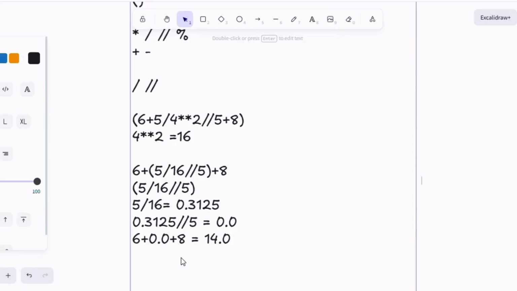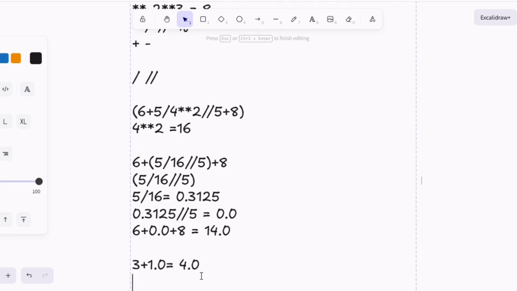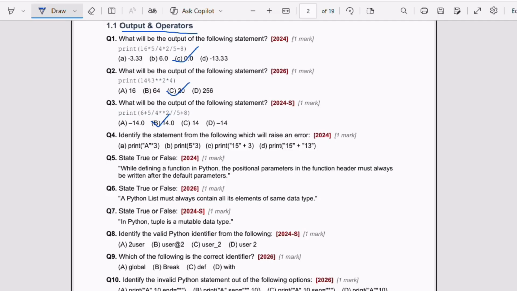So let's come back to what I was explaining. If I am doing 3 plus 1.0, the answer will be 4.0. See over here, I have an integer and a floating value, but my answer would be a floating value. Similarly, if I am doing a multiplication, I will keep the value as a floating value. So I hope this is clear to you.